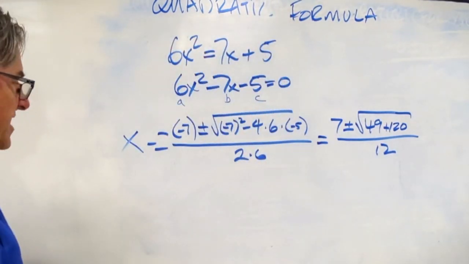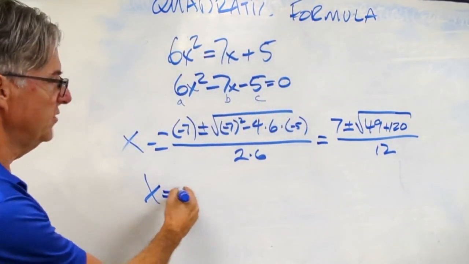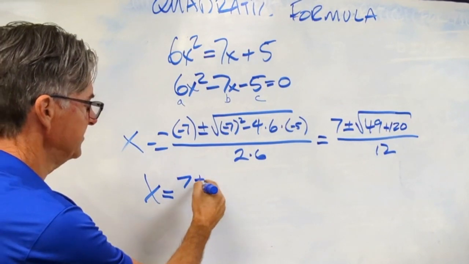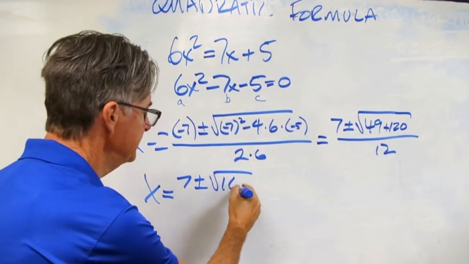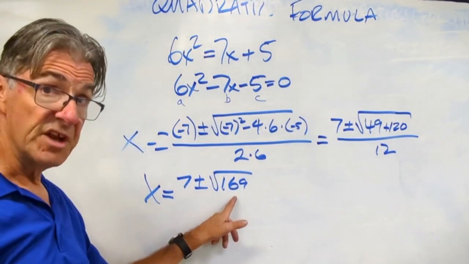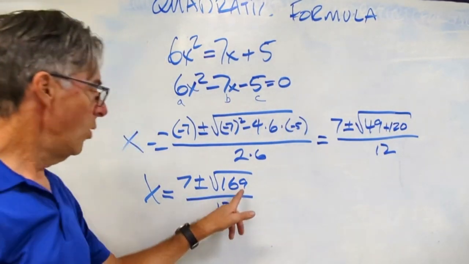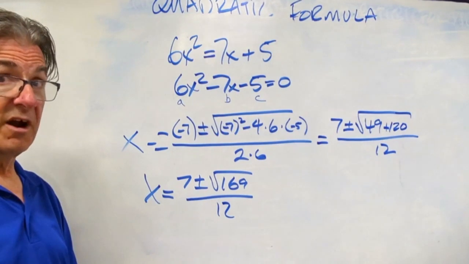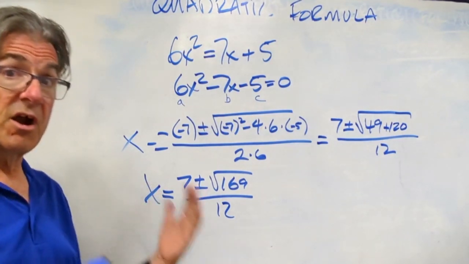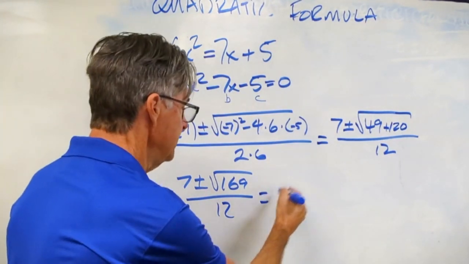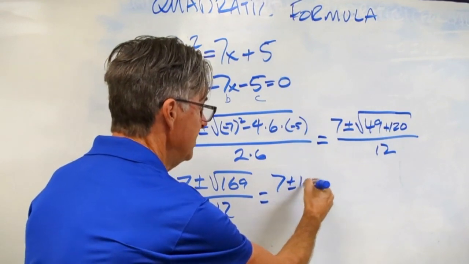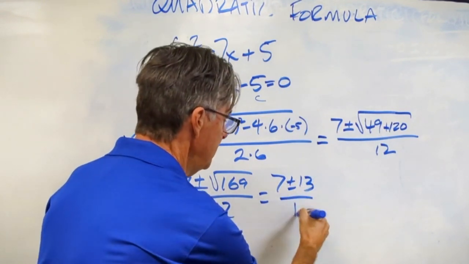Okay, so let's take this a step further. X is going to be 7 plus or minus the root of 169 over 12. That should have your attention. Now, 169 is a perfect square. It is the square of 13. So now I can get 7 plus or minus 13 over 12.